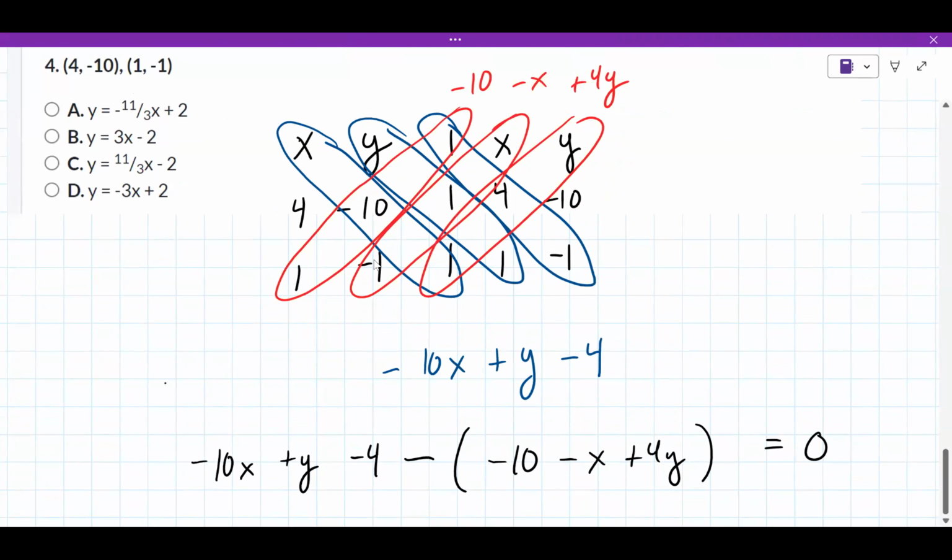So let me know when you get caught up to here. I know there's a lot to do. You have to multiply, all that, but then we'll solve it together. Okay.